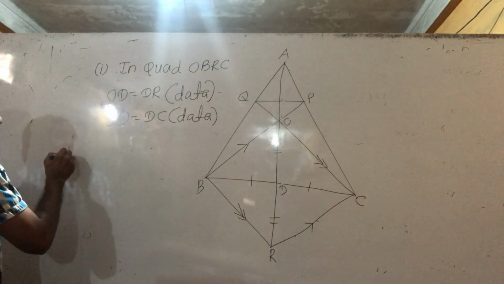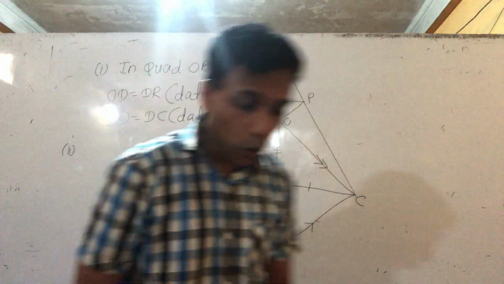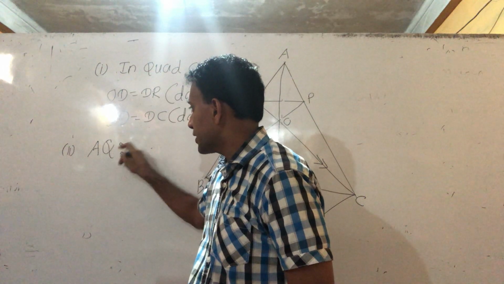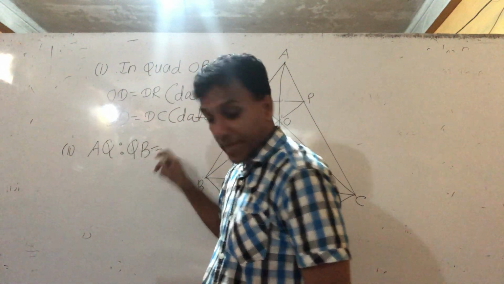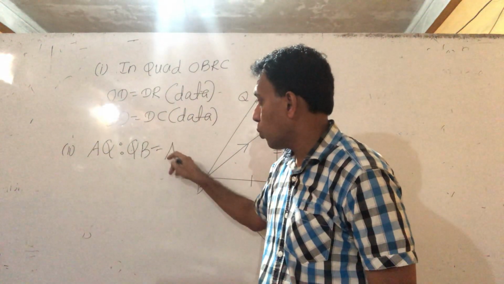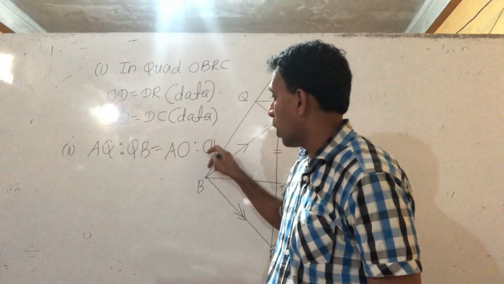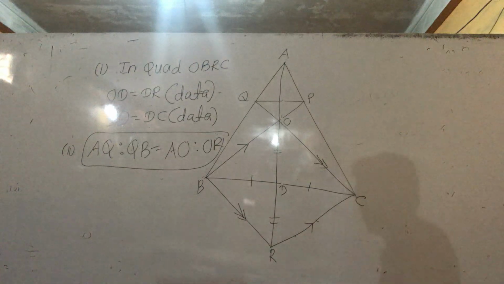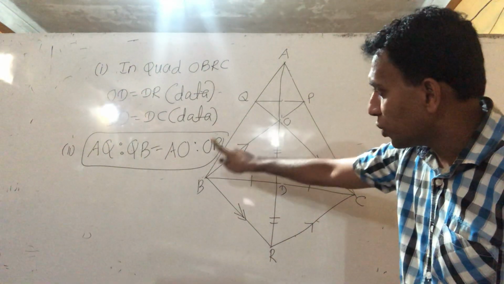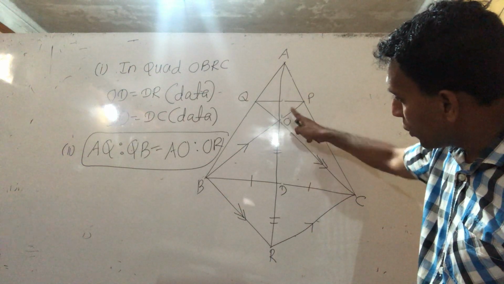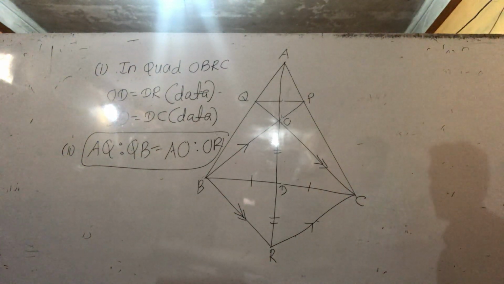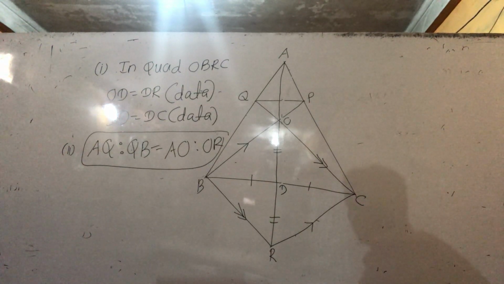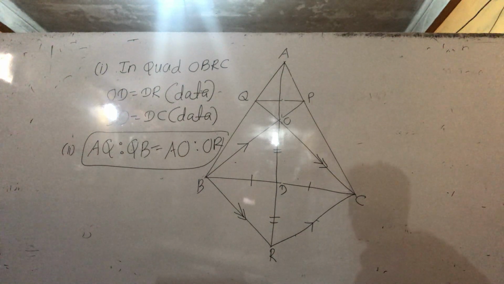Okay. Now second part. What is second part? Show that AQ is to QB equal AO is to OR. Second question, second part of that problem. For this diagram, prove that. What is that? AQ is to QB equal AO is to OR. How that idea? That's maybe our ratio theorem. In a triangle, collect a triangle and show the method of ratio theorem.